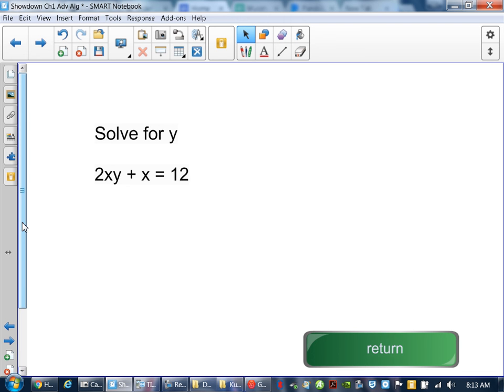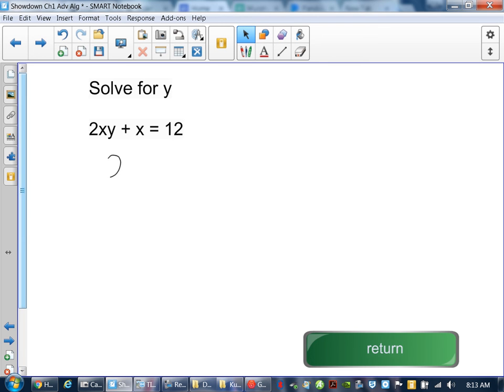All right, so this is again what we're talking about in terms of what's a literal equation. You want to isolate a variable. So I'm going to move the x. 2xy equals 12 minus x. 2 times x times y. How do you undo multiply? Divide it out.